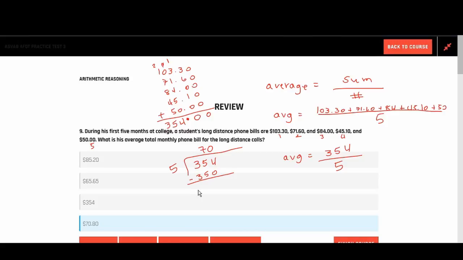Let's go ahead and subtract. And you may have noticed that I haven't put a decimal place in yet. I'm going to talk about that in just a second. 354 minus 350 is 4. 5 does not go into 4. It's too big, so I have to add a 0 here. When I add a 0 there, I bring a decimal up there. 5 goes into 40 8 times. 8 times 5 is 40. So we can see there's no remainder. Therefore, we know our average is $70.80, which is this answer choice right there.